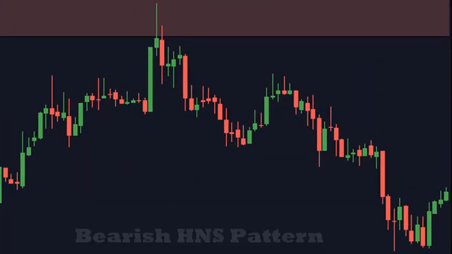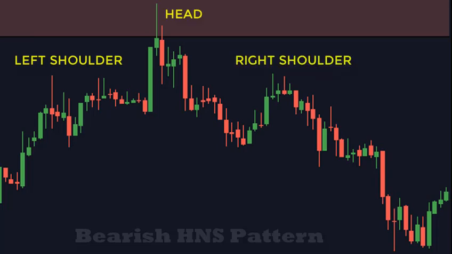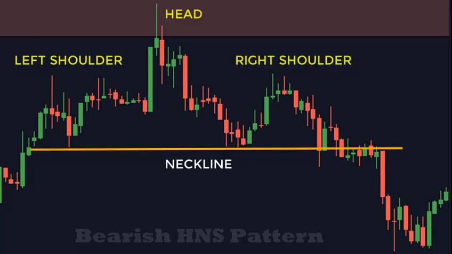So now this is the lower time frame, which is the 5-minute. So here we have found a head and shoulder pattern. This is the left shoulder, this is the head, this is the right shoulder, this one is the neckline and here is the breakdown. So we have to enter a sell position after the closing of the breakdown candle.